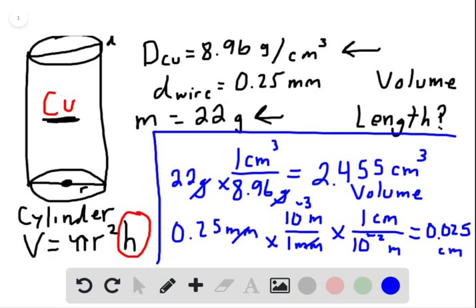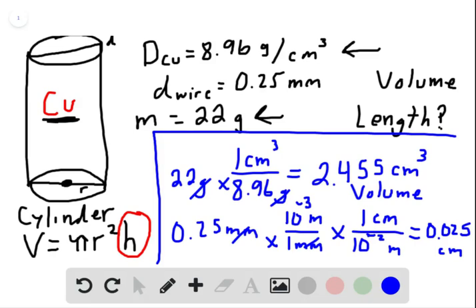Right. So you can see that milli and centi are zero away from each other, right? They're adjacent to each other on the table. The table moves in factors of 10, so there's 10 millimeters for every 1 centimeter. So the diameter 0.25 millimeters is 0.025 centimeters. It only changes by a factor of 10.